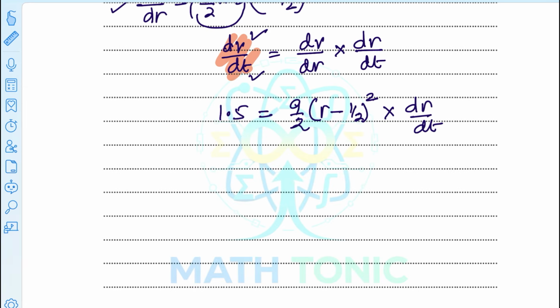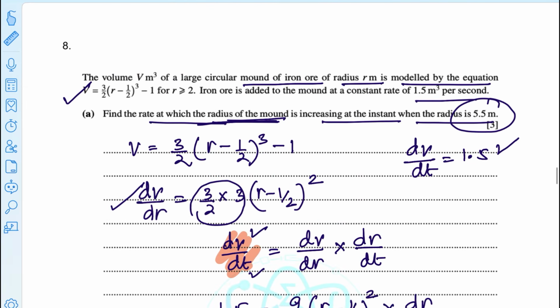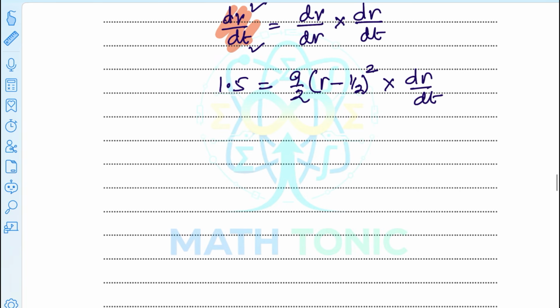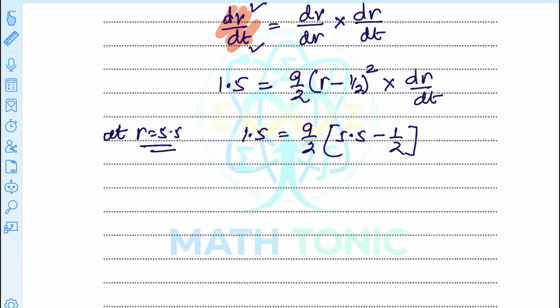Okay, so I think radius is given as well. Radius is given 5.5 centimeter. So I have to put it here. So at radius equals 5.5, dV over dt equals 1.5, that equals 9 over 2, then we have (5.5 minus 1 over 2), or this is (0.5) squared, times dr over dt, right?